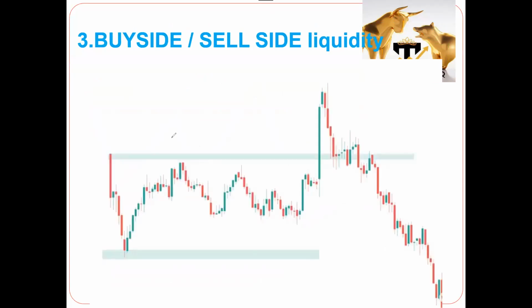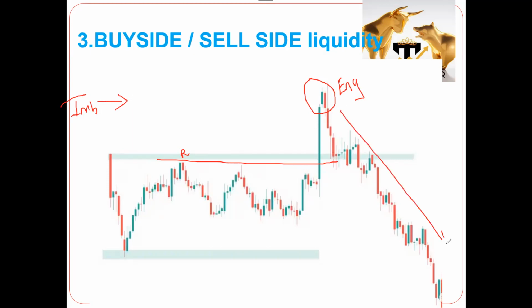See here in this chart, there is a resistance level. The market goes up and grabs here, where the imbalance might be. It grabs this imbalance and order block level. You will get an engulfing pattern, most of the time, or you can get any pin bar. That will make it fall down. So this is buy side liquidity. You are waiting for the resistance level, but don't take the trade immediately on the resistance level. Wait for it to grab the liquidity area. Then you go for the sell.